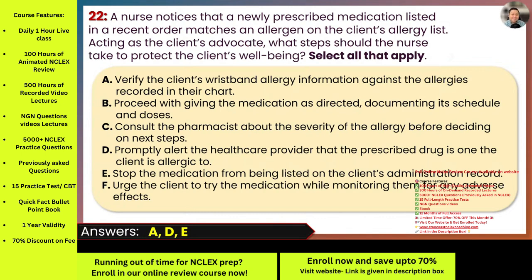So preventing even the possibility of an error is a critical part of client safety, and that is why this is one of our correct answers. Now, what about B, C, and F? Why is letter B incorrect?